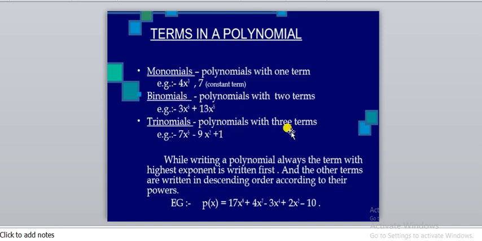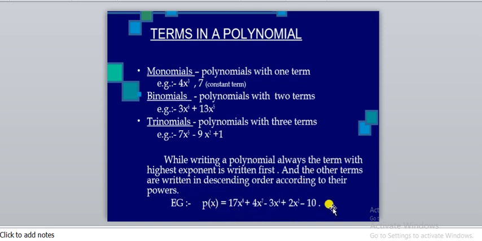Trinomial: polynomials with three terms. Example, 7x raised to 5 minus 9x raised to 2 plus 1. It consists of three terms. One more thing, while writing a polynomial, the term with the highest exponent is always written first. Here you see 7x raised to 5 is written first, and the other terms are written in descending order.